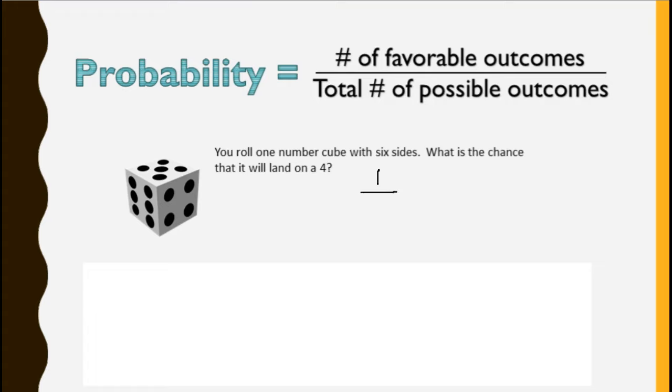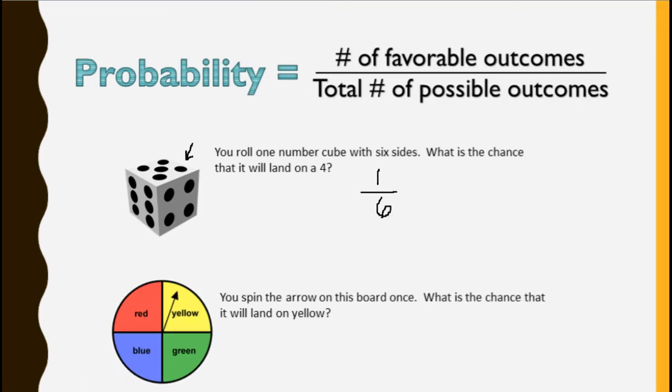And then on the bottom, we have to write down the total number of possible outcomes. So we know that this number cube has 6 numbers on it. So there's 6 possible outcomes. So our probability that it would land on 4 is 1 out of 6. And it's written like a fraction, but that's how you would read it. You would say there's 1 out of 6 chances, or there's a 1/6 chance that it would land on a 4.